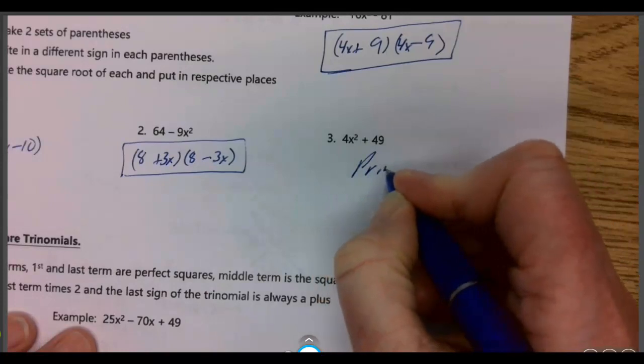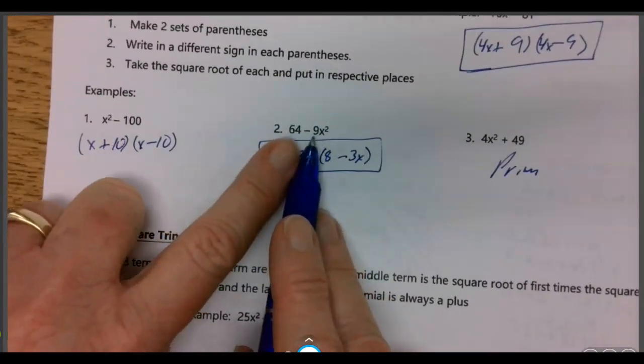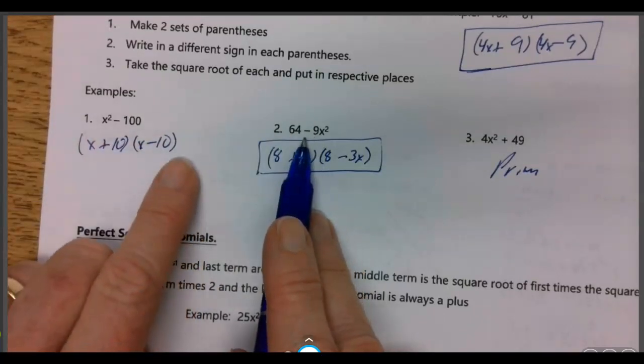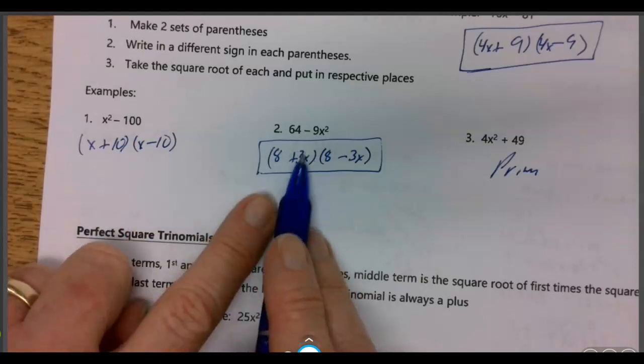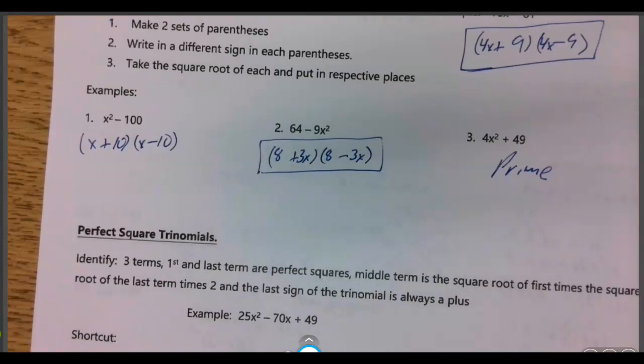This one is prime. Now, you'll notice on these, see how this one's not in standard form? Sometimes that will happen. Usually we have to have them in standard form. We'll talk about that in the next lesson. But I'm not going to rewrite it. If my minus sign is here, it makes it a little easier. Okay? This one is not factorable or prime.